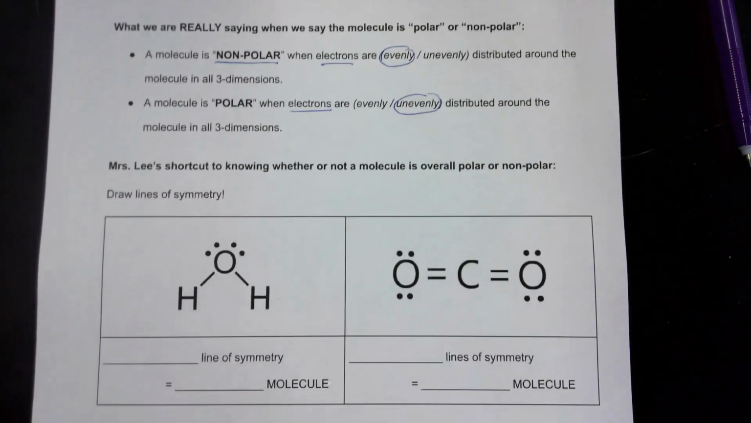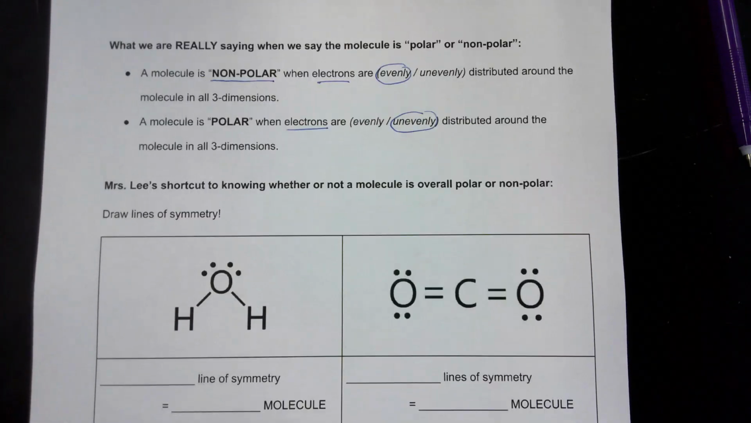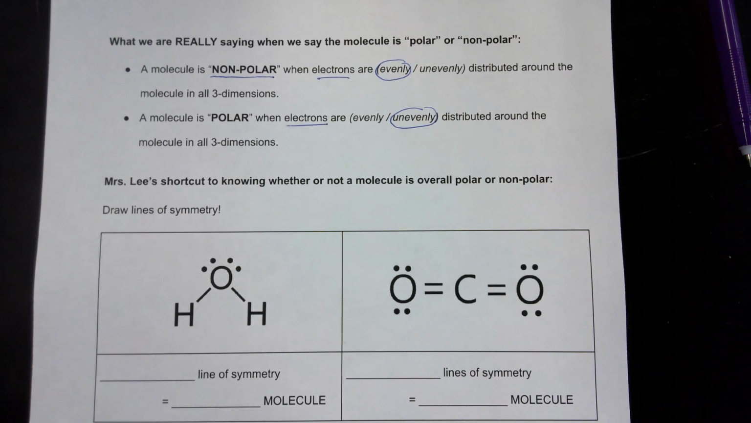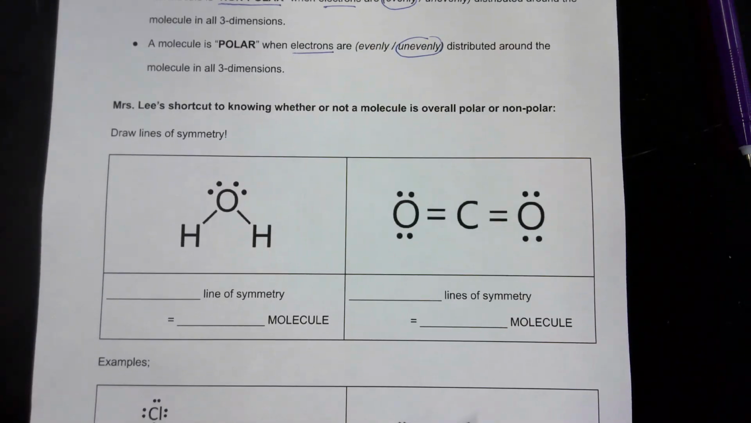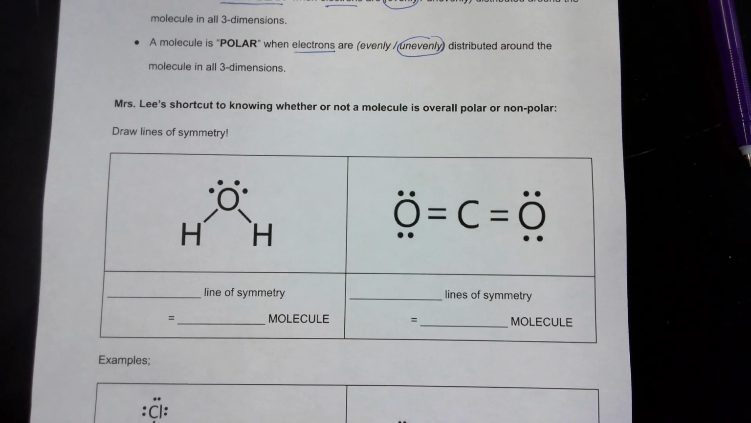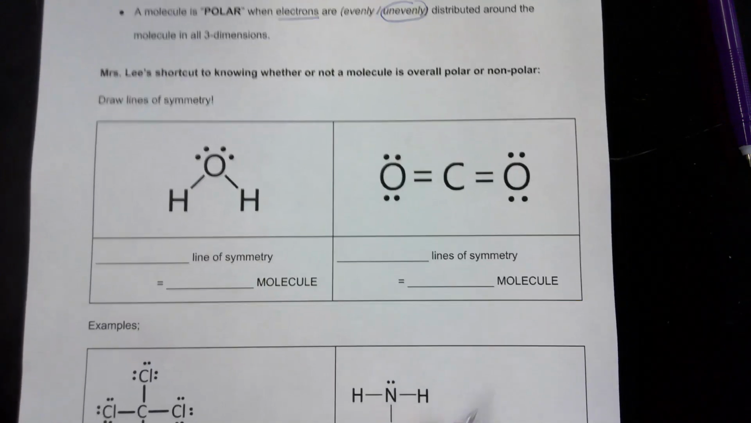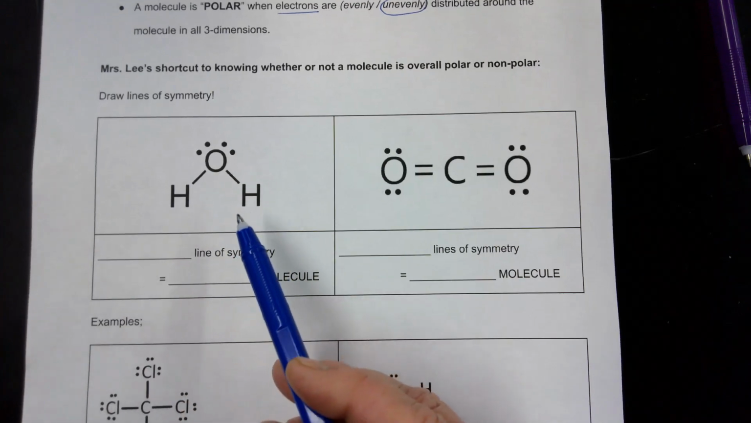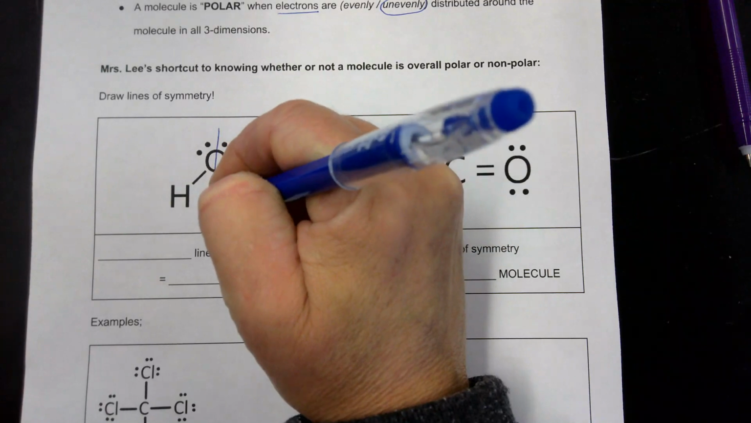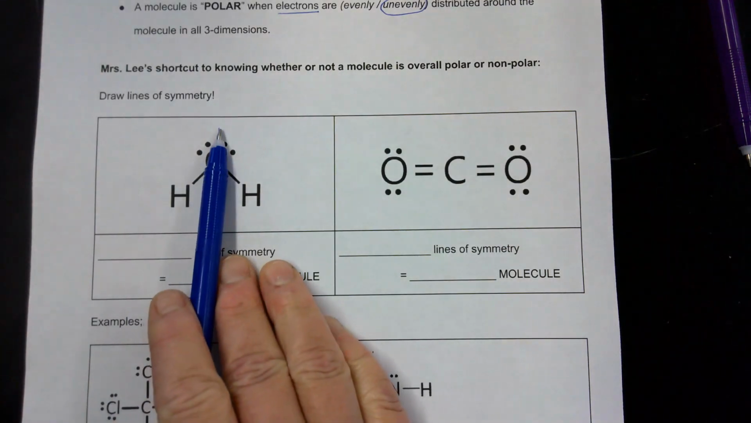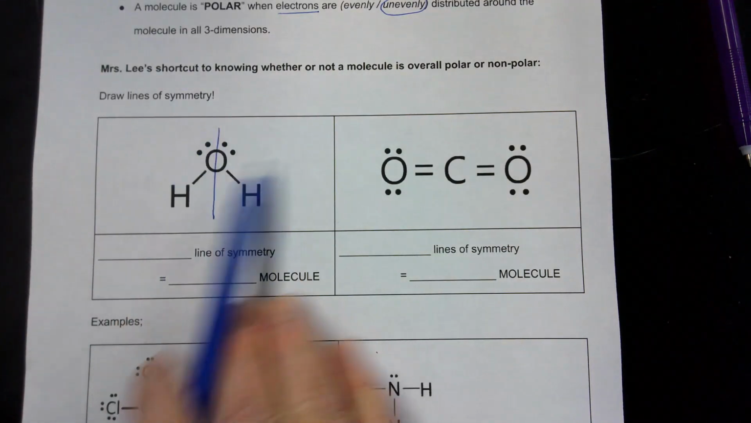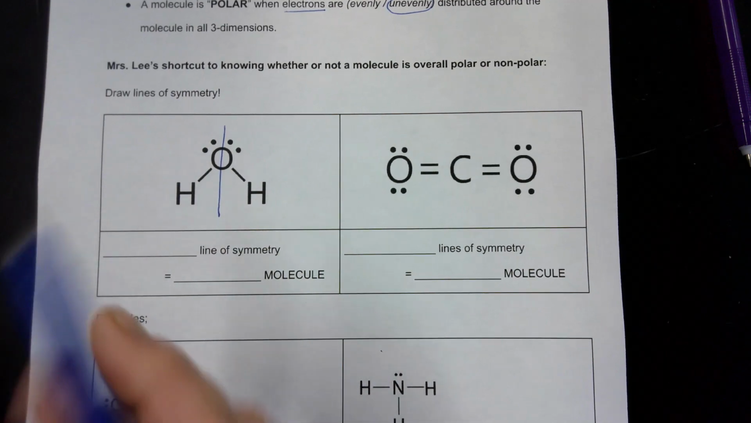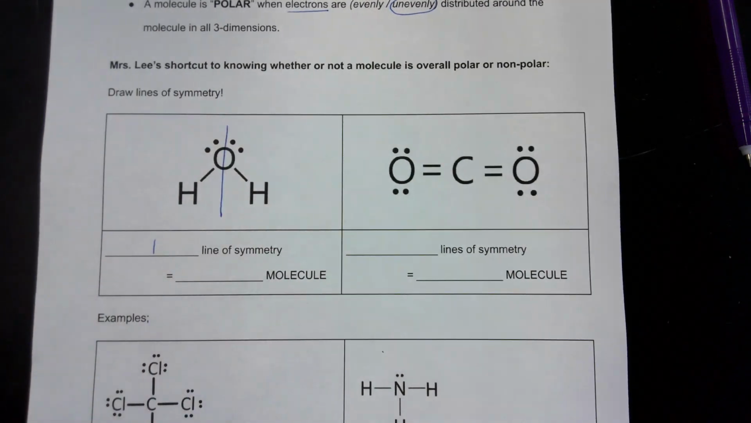Okay. So we are going to take a shortcut look at how to know whether a molecule is overall polar or nonpolar. And what you're going to do is, once you have a good Lewis structure to look at, you are going to figure out how many lines of symmetry this picture has. And if we look at water, I can draw only one line of symmetry, right? Imagine that this line is a mirror, and on both sides, the molecule is the same. So this molecule has one line of symmetry.